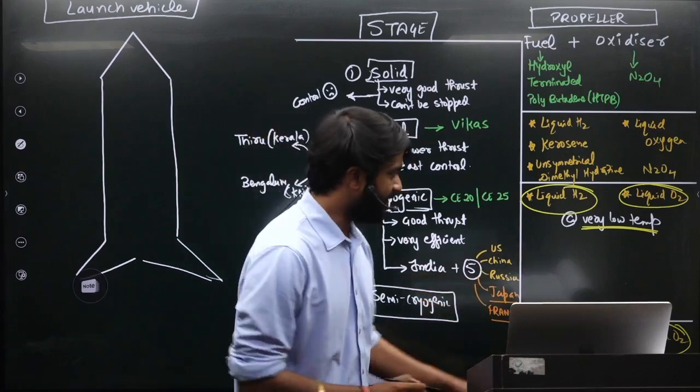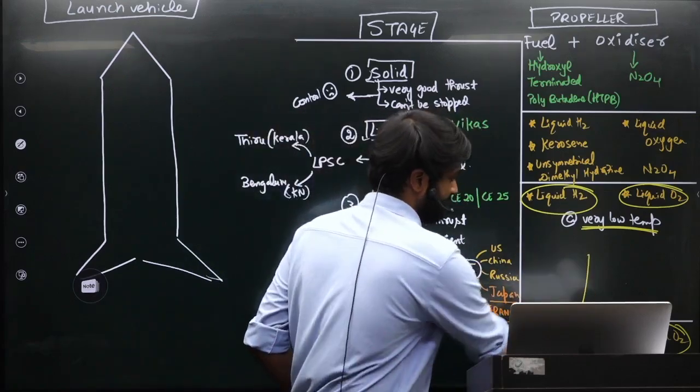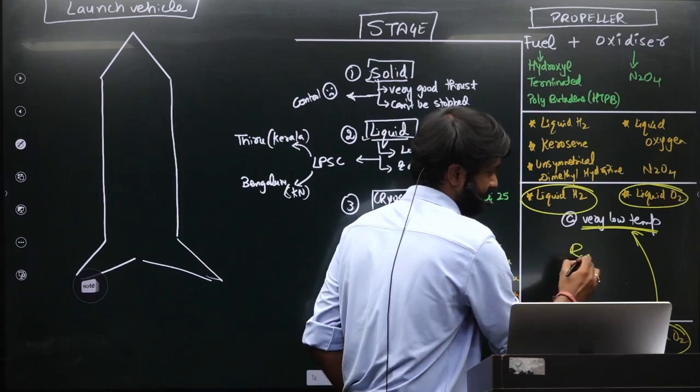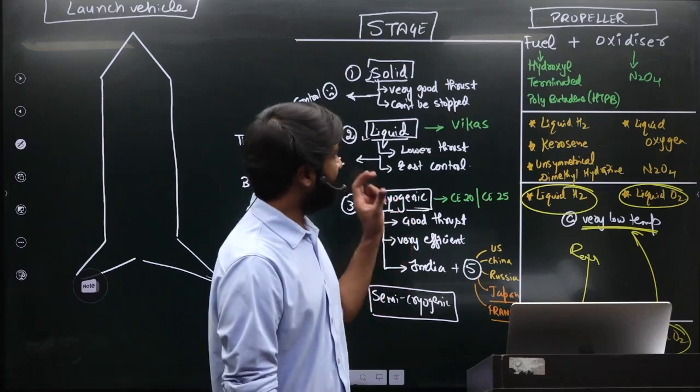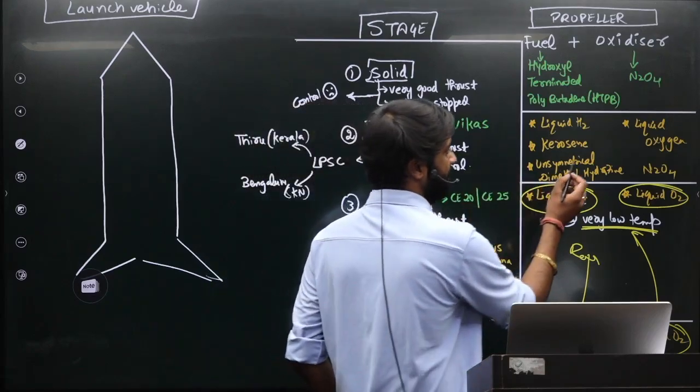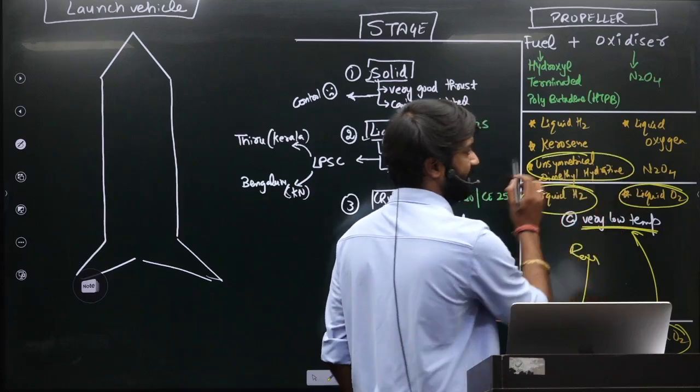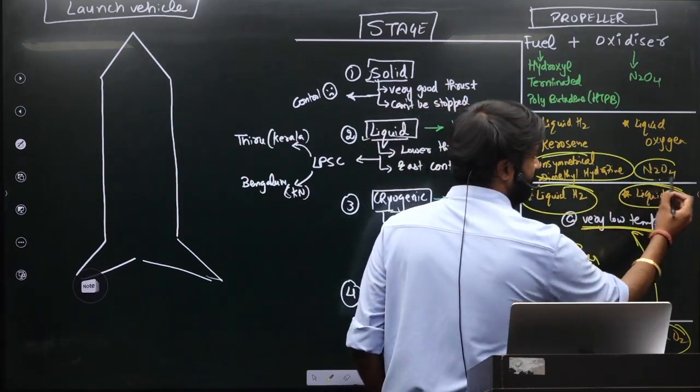Here this is only at very low temperature. Sorry, this is only at very low temperature, and this is at room temperature. Refined kerosene. You will also remember that in liquid we are using UDMH, unsymmetrical dimethyl hydrazine, along with N2O4.